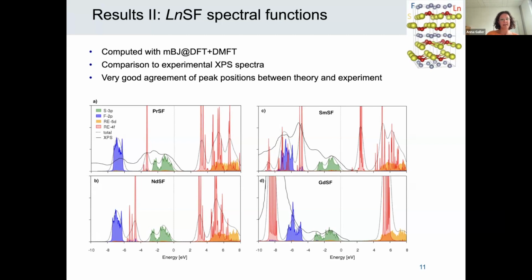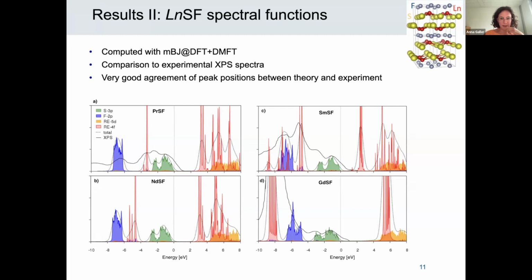Here you can see the spectral functions for praseodymium fluorosulfide, neodymium, samarium, and gadolinium fluorosulfide. You have in here now in blue the fluorine 2p states, which are more ionic than the sulfur 3p states, which are in green. And in orange, you have the rare earth 5d states. And in red, the rare earth 4f states.